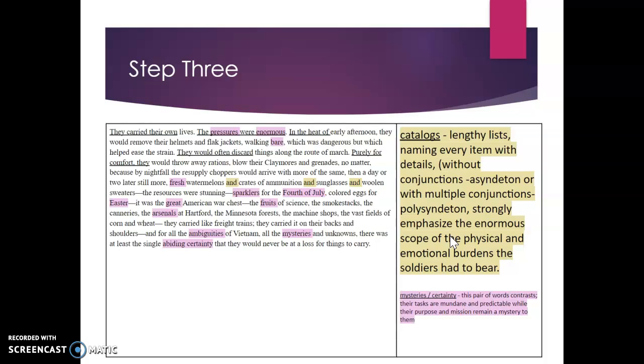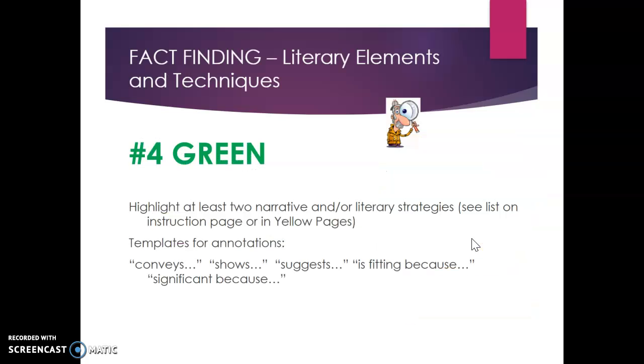We've gone from narrative context 1, word choice for 2, step 3, syntax, and now step 4 may be some of your favorite. This is where we're looking for those typical literary elements. Our best bets are metaphor, simile, personification, but you can also look in your yellow pages for a list or on the instruction page for some other examples, irony, imagery, etc. What literary techniques is the author employing here? You need to find 2 different strategies.